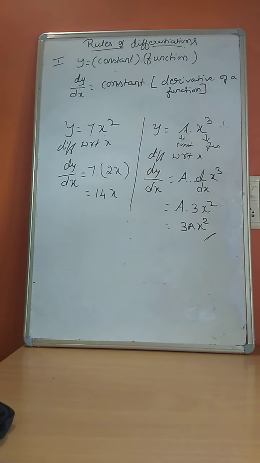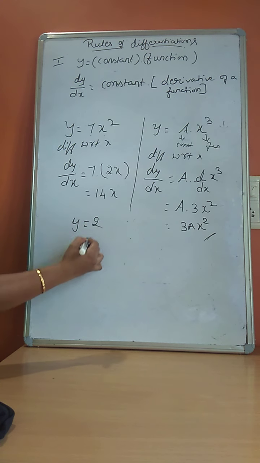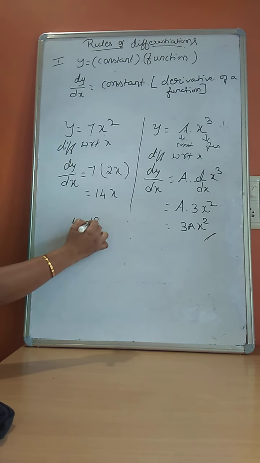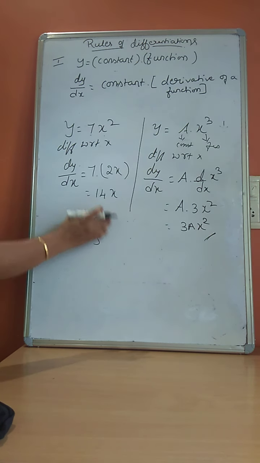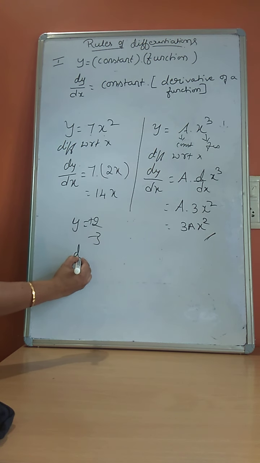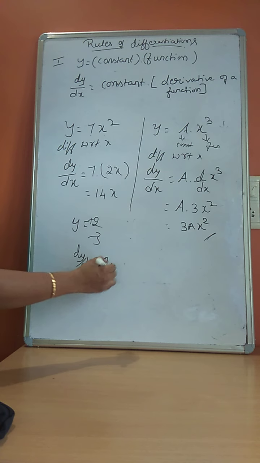Whenever a constant and a function are there, keep the constant as it is and go for differentiation of the function. If only a constant is there, like 2, 3, or minus 3 plus 2, whatever it may be, then dy by dx is equal to 0.